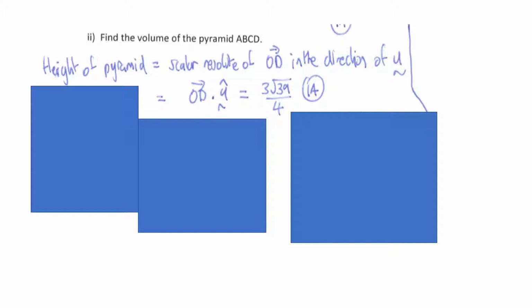And I'm looking for the scalar resolute of that vector in the direction of my perpendicular vector. And of course, the scalar resolute, I'm not after a vector, I'm just after a magnitude after all. And by use of your CAS calculator, if I take OD, using the coordinates given, dot product with vector U hat, as we determined before, you end up with that particular value. Very handy, powerful technique to remember.